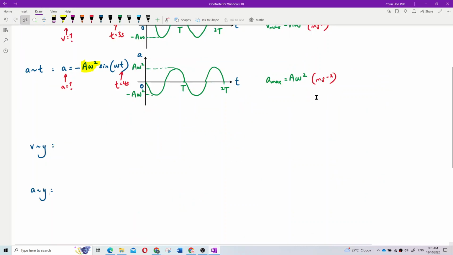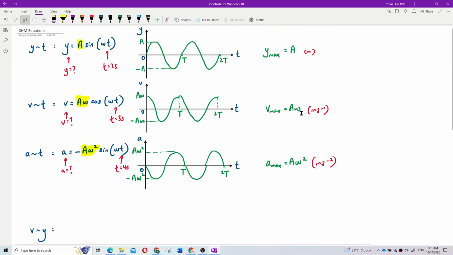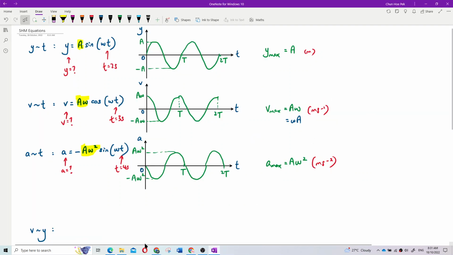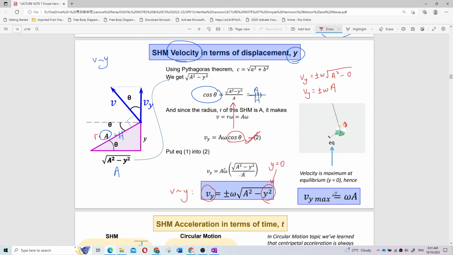Still remember the equation just now? V max is a omega, or omega a, you can put it as a omega or omega a, it is the same. Can you see it? Is velocity maximum at equilibrium, when y equals 0?